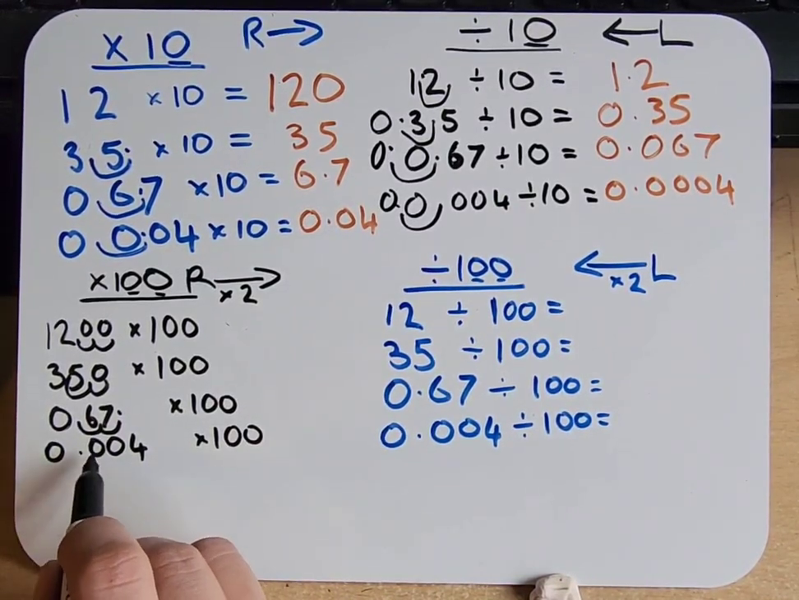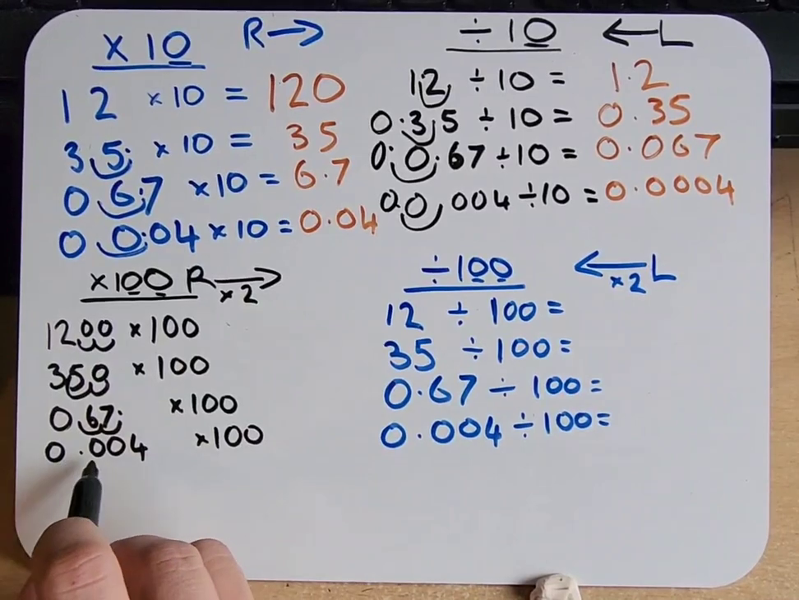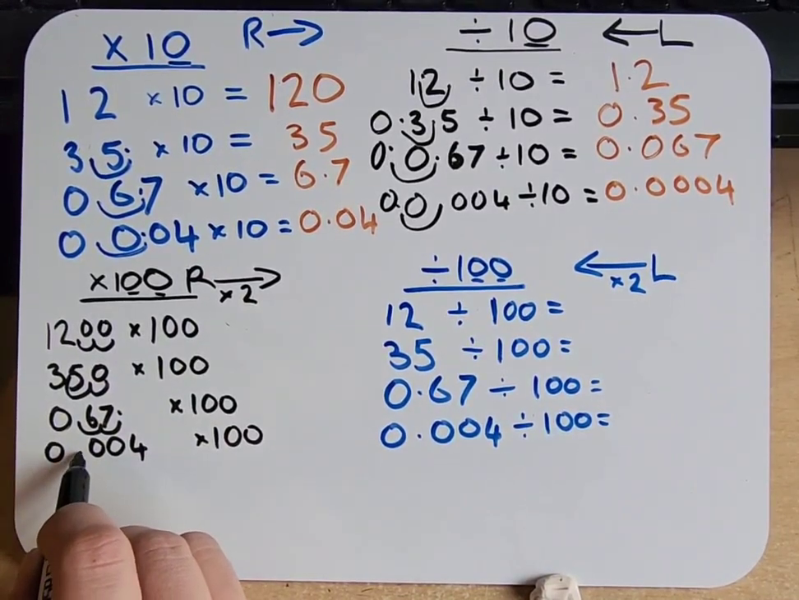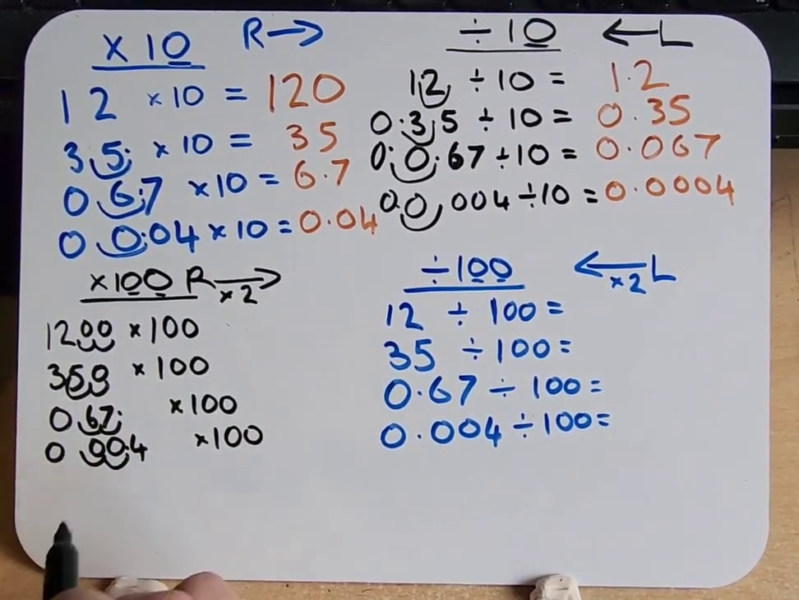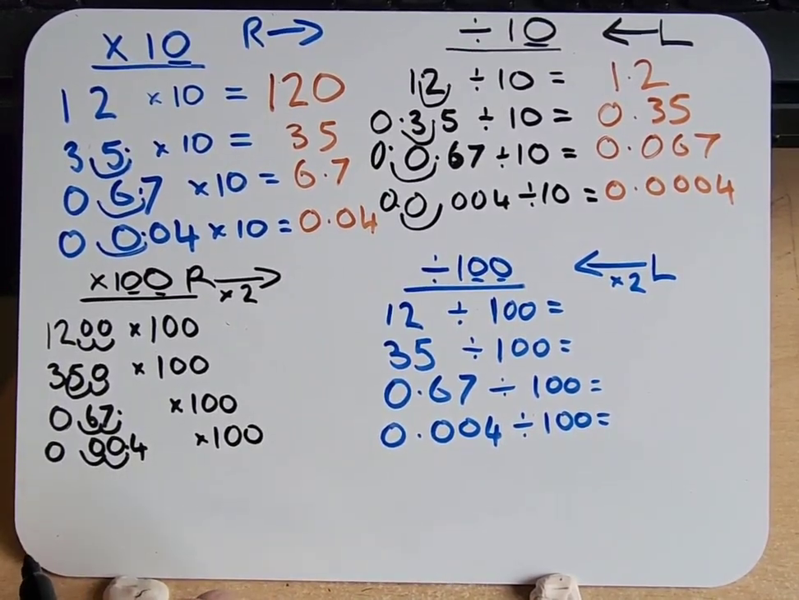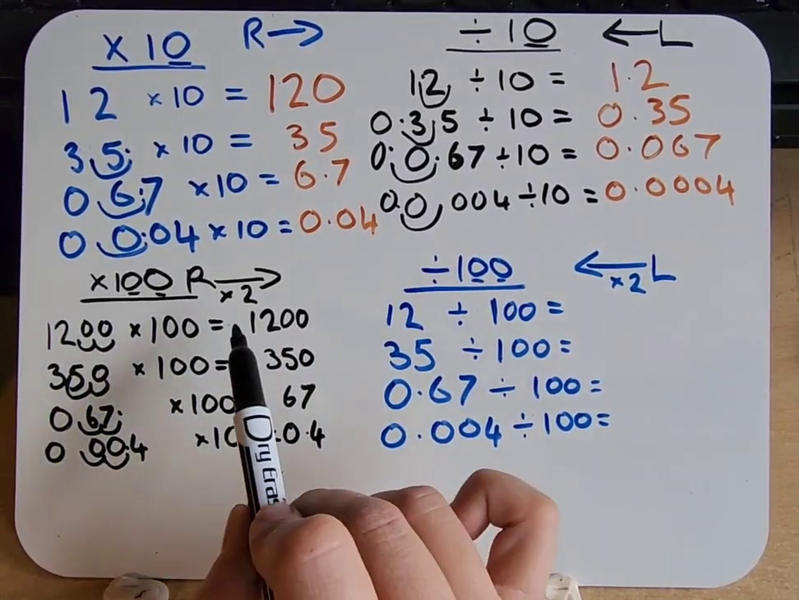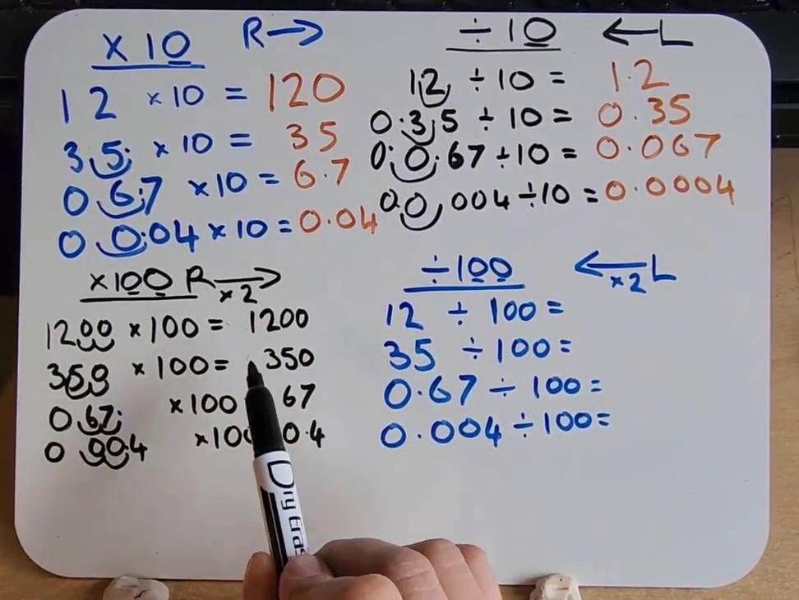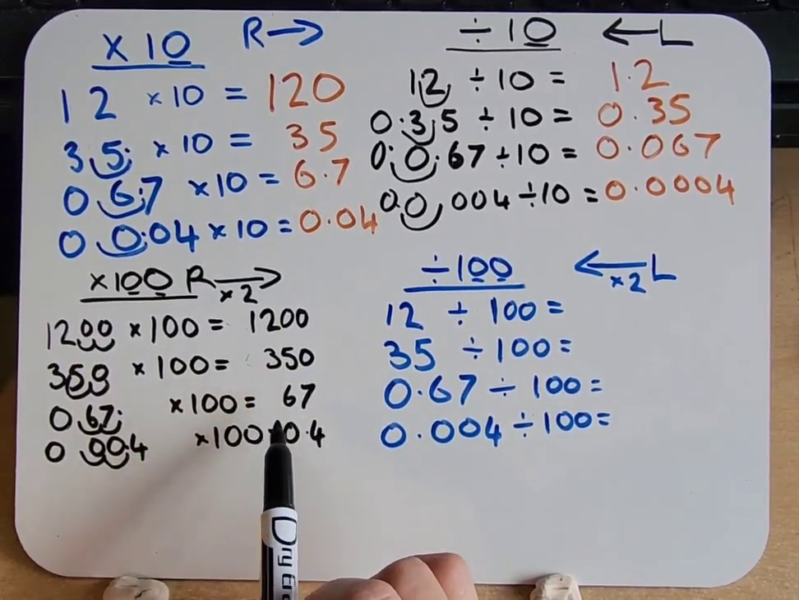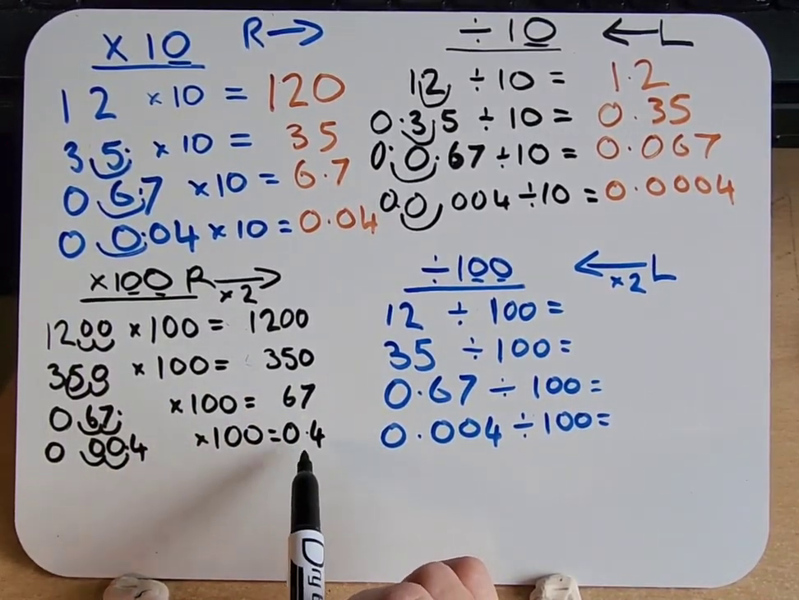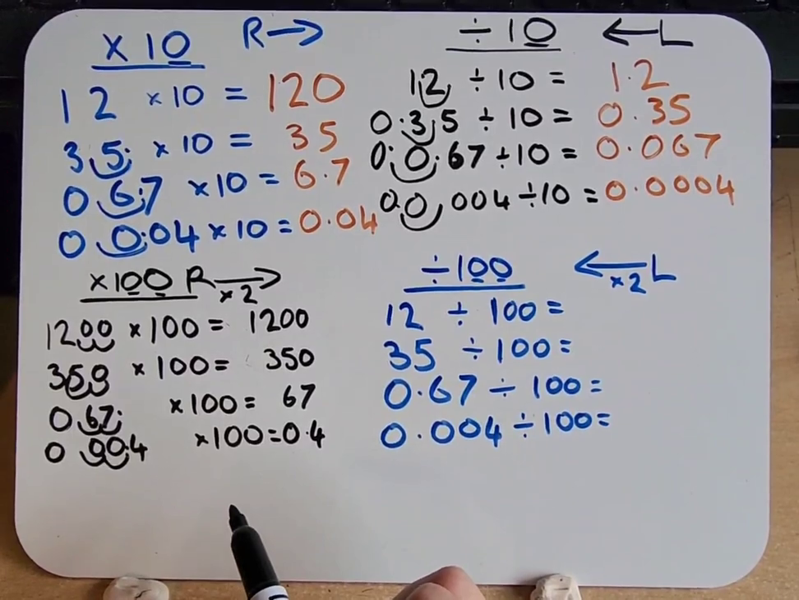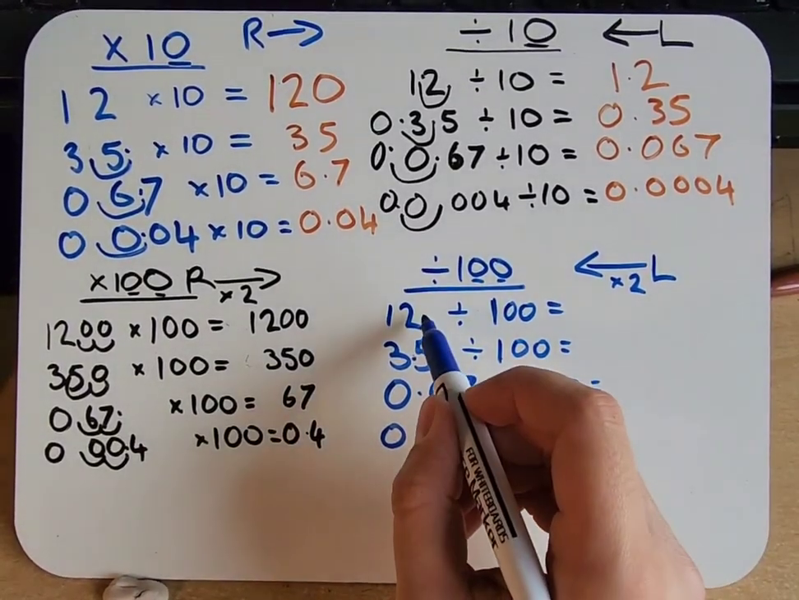Here, I'm going to move 2 places. I have 2 zeros here, so I'm going to move the decimal to the right twice. It's going to bring that right there for me. So we can see our answers are 1,200, 1,200, 350, 67, and 0.4. Let's look at moving these decimal places.